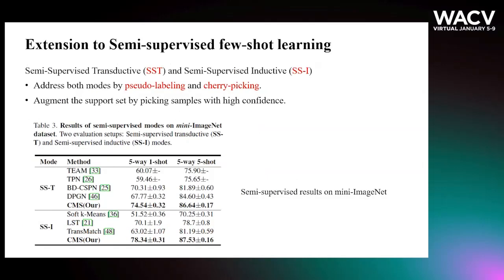Further, we also extend CMS to two kinds of semi-supervised few-shot learning, that is semi-supervised transductive and semi-supervised inductive modes. We simply leverage pseudo-labeling and cherry-picking skills to address both semi-supervised few-shot learning uniformly. Our goal is to augment the support set by picking the samples with high confidence. So meta-testing procedures also remain the same as in the standard few-shot learning setting.